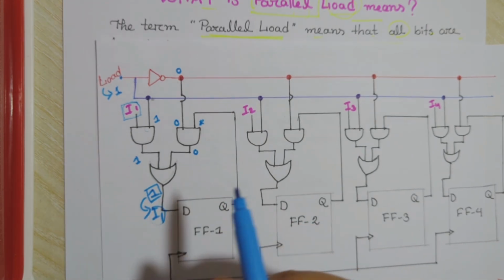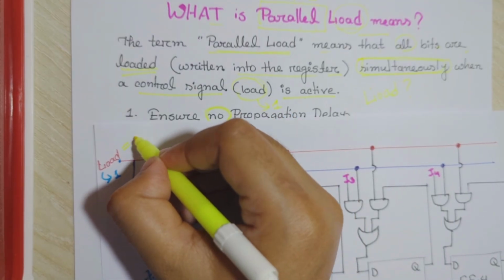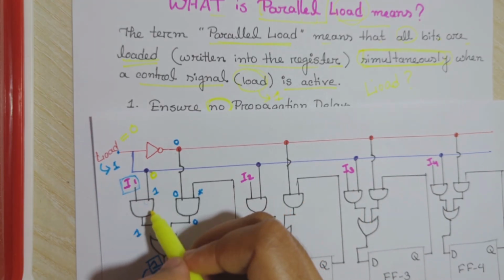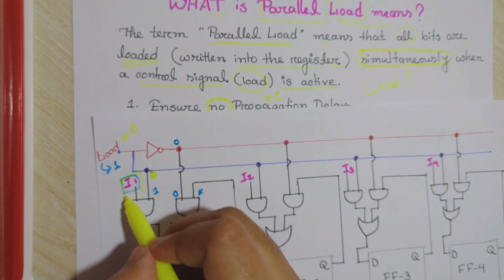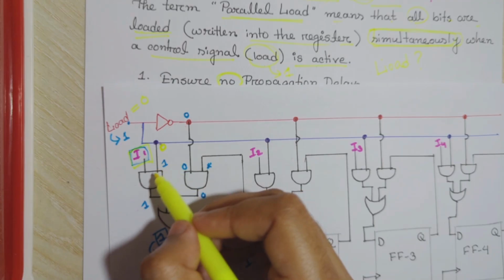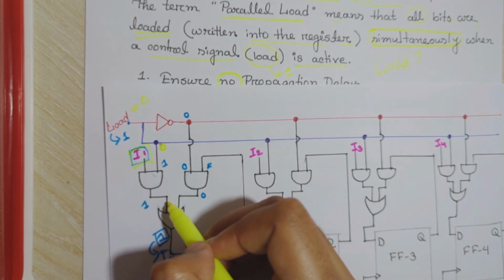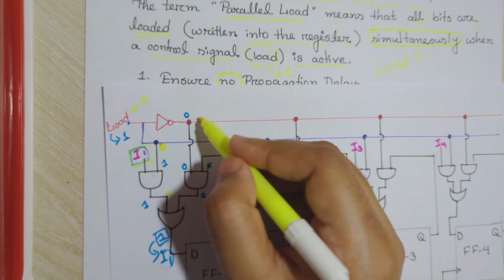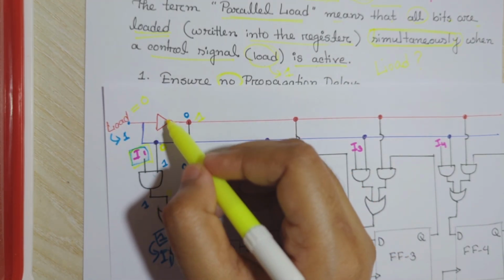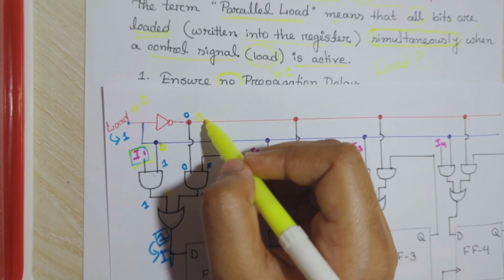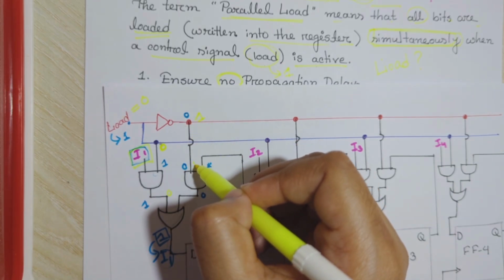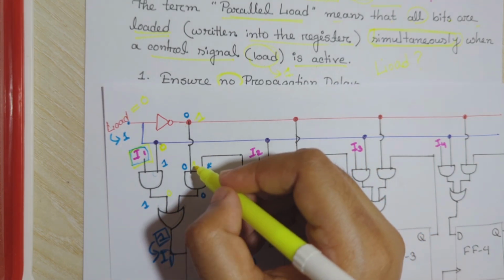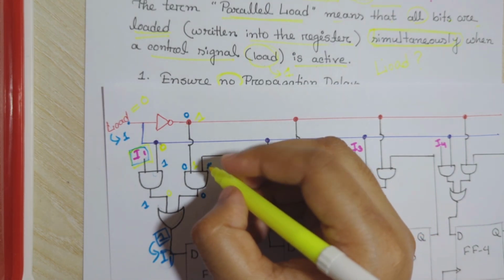And let's see when the load is 0. When the load equals 0, we will get 0 in this first AND gate, and I1 is our input as before. As one input is 0, the output of this first AND gate will also be 0. And for this second gate, the load is 0, so after the NOT operation we will get 1. Then this 1 input will come through this second AND gate.